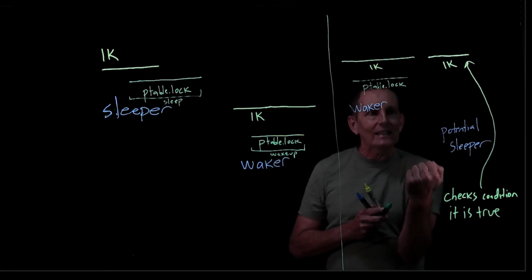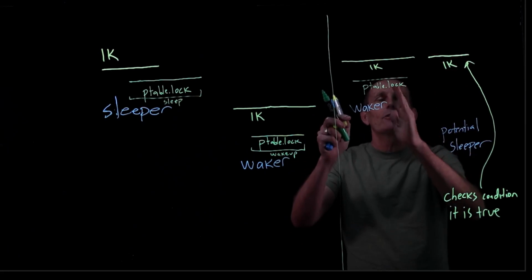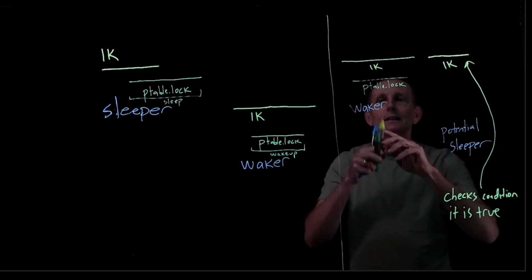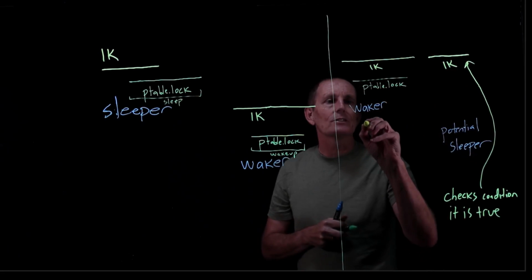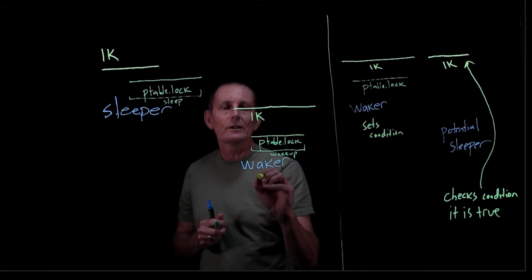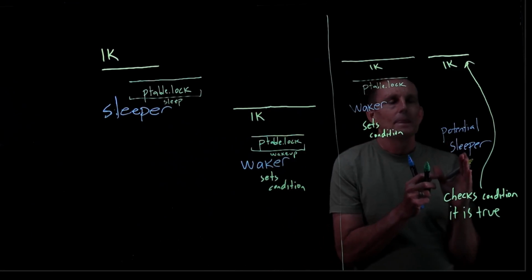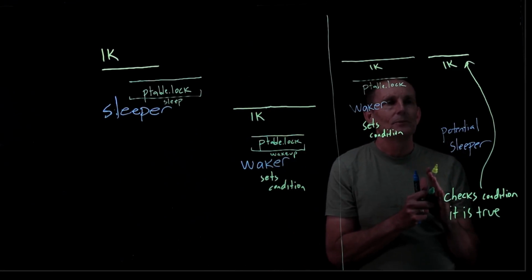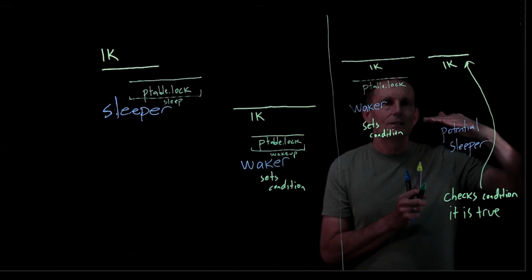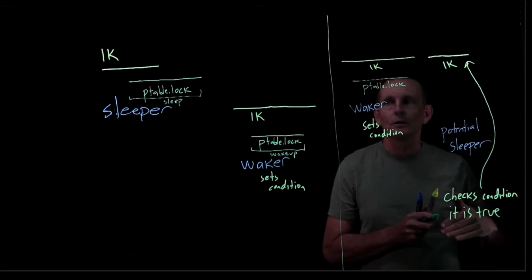But note that it couldn't check the condition unless it held the lock. And therefore the waker can go ahead and set the condition here, right? Because that's what the waker's doing. The waker sets the condition. So in this case, the sleeper doesn't even bother going to sleep because as it gets into its loop of checking the condition, it checks the condition, it's true, it doesn't bother to go to sleep.